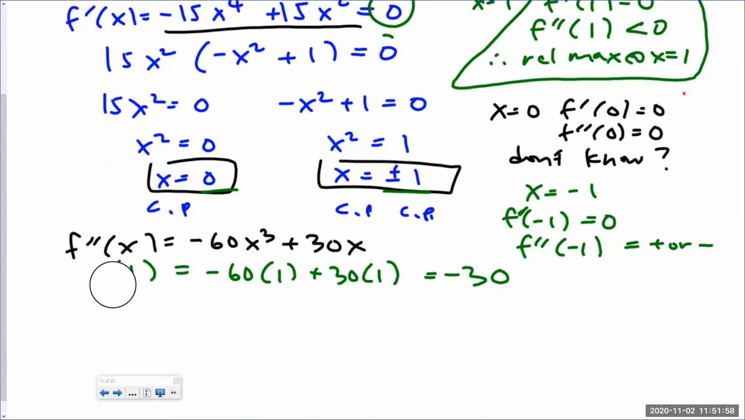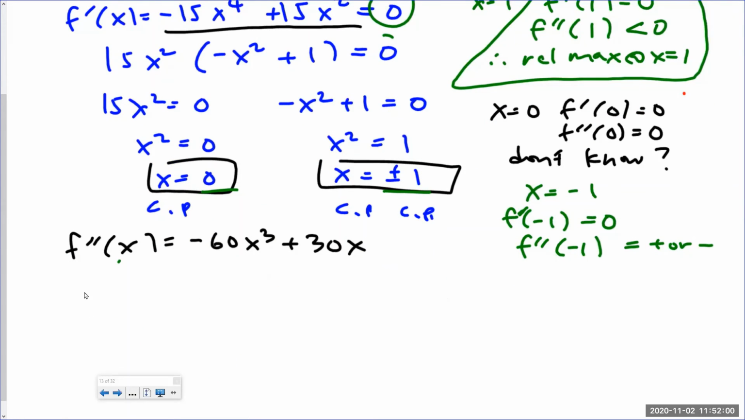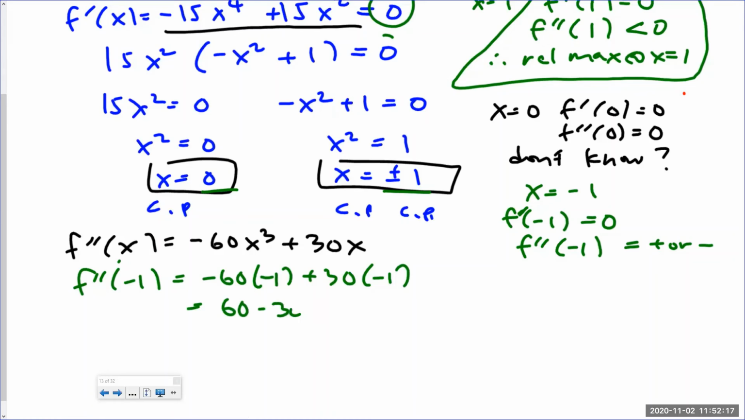So here's the second derivative right here. I'm going to plug in negative 1. That's negative 60 times negative 1 cubed, which is negative 1, plus 30 times this x right here, which is negative 1. So that's going to be 60 minus 30, which is 30. And I really didn't need to know that it was 30. I just needed to know positive or negative. So it turns out that this right here is greater than 0. Okay, so think about it.